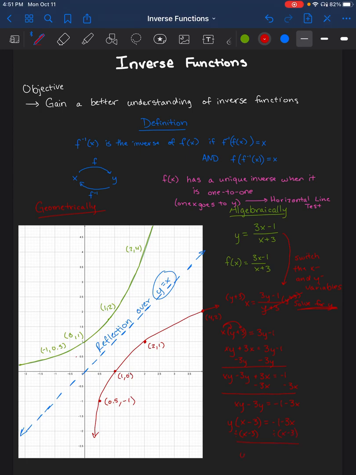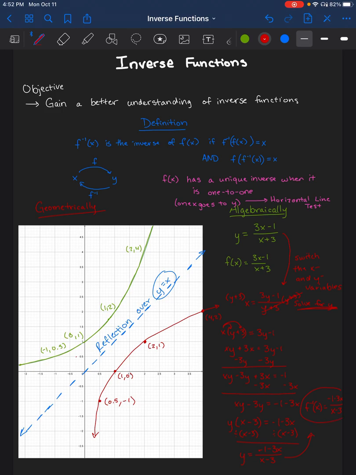And that gives me y by itself. So we'll have y equals -1 minus 3x over x minus 3. And that is going to be my inverse function. So I'll write that over here. F inverse of x is equal to -1 minus 3x over x minus 3.